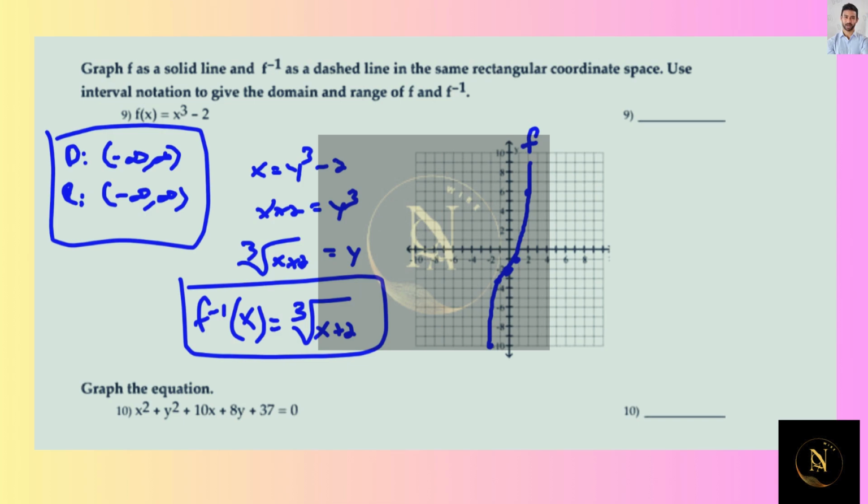F inverse, we could just switch those points around. If 2, 6 is on the function, then 6, 2 should be on the inverse. And that would be because if x is 6, 6 plus 2 is 8, cube root of 8 is 2. 1, negative 1 is on f, so negative 1, 1 is on f inverse. 0, negative 2 is on f, so negative 2, 0 is on the inverse. Negative 1, negative 3 would go to negative 3, negative 1, and negative 2, negative 10 would go to negative 10, negative 2, and that would be your f inverse.